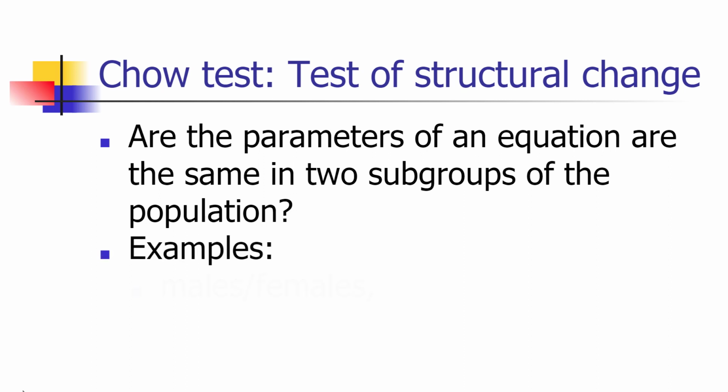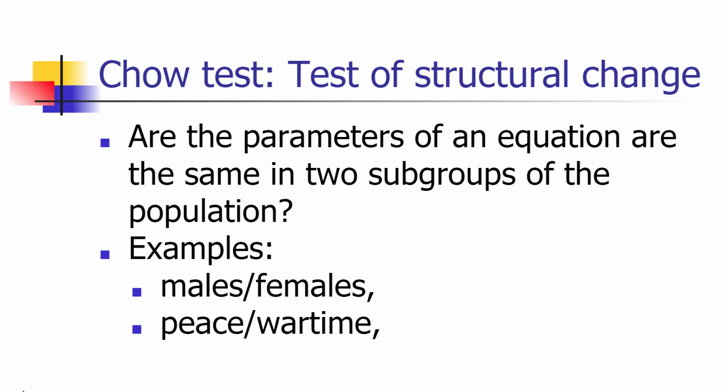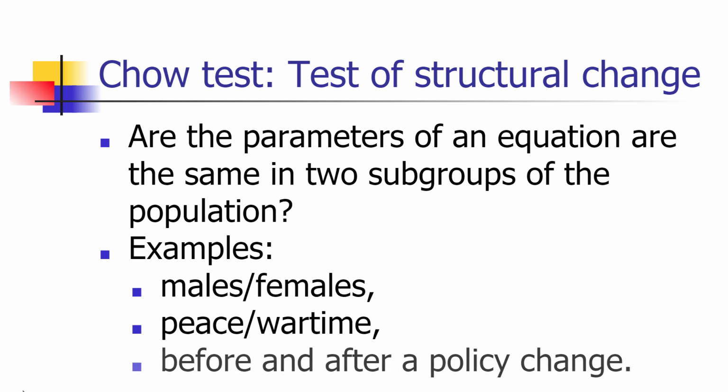For example, you might be testing to see whether an equation is the same for males and females, whether the behavior of individuals is the same during peace and wartime, or whether people behave in the same way before and after a policy change is implemented. So ultimately, what we're testing here is whether the equation is different in these two subsets of the population. The first method builds on the dummy variable techniques that we talked about in the last video.